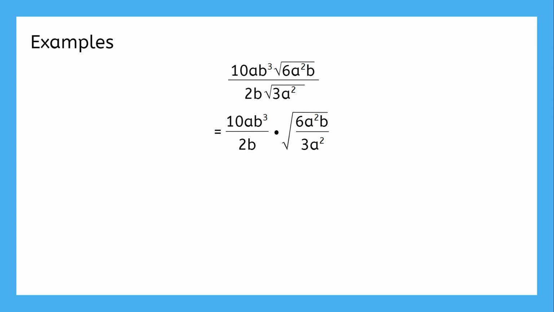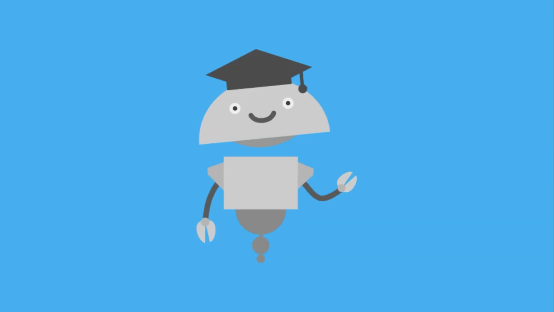10ab cubed divided by 2b is 5ab squared. And underneath that radical, 6a squared b divided by 3a squared is 2b. So remember, combine coefficients and roots, then simplify, but only when there's multiplication and division.